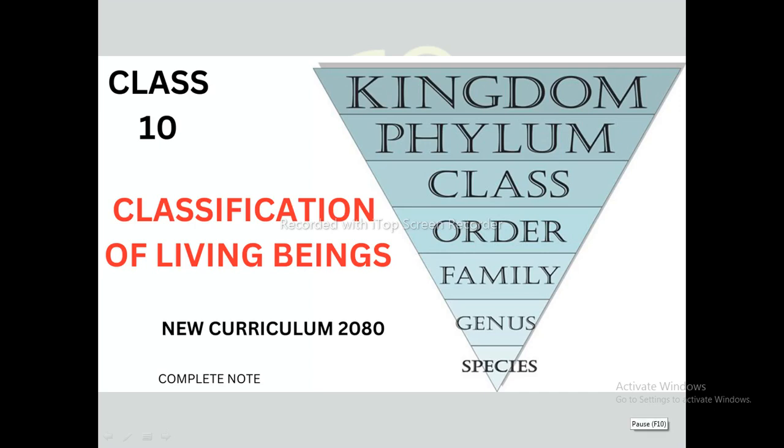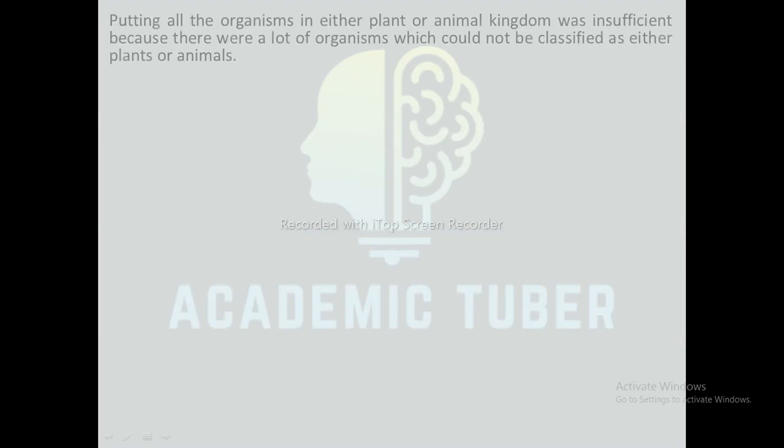We know that the grouping of organisms into different groups on the basis of similarities and differences is known as classification. Classification makes the study of organisms easier. In the traditional method of classification of living beings, they were classified into two kingdoms: plants and animals.